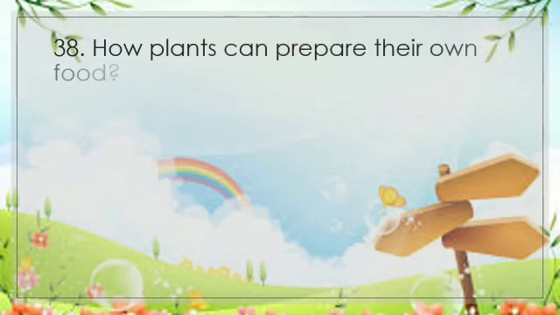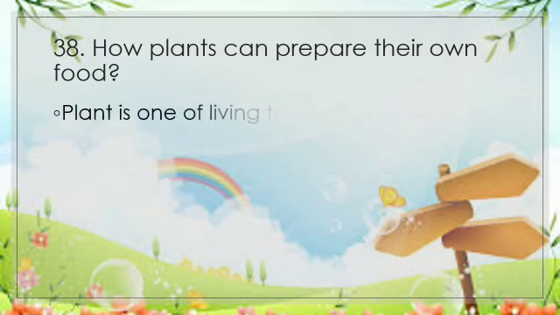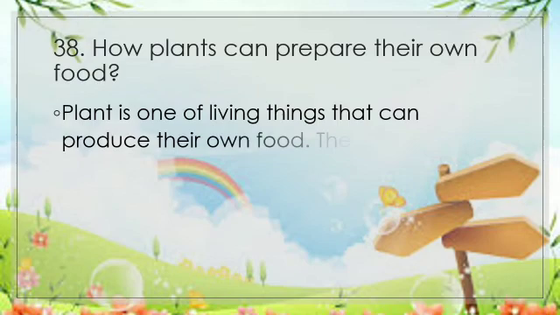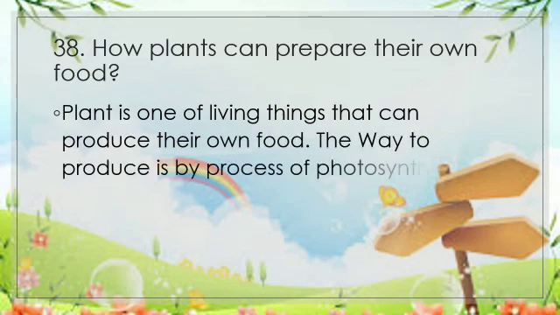How can plants prepare their own food? Plants are one of the living things that can produce their own food. The way they produce it is by the process of photosynthesis.